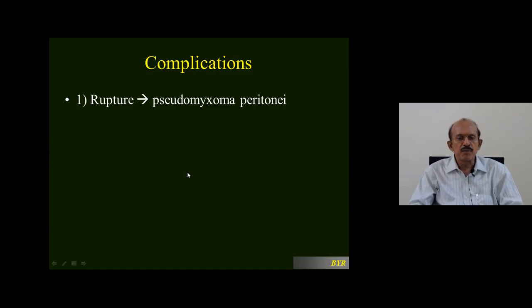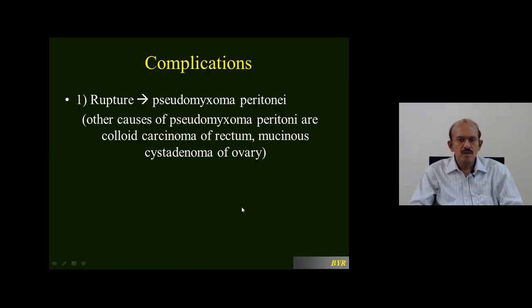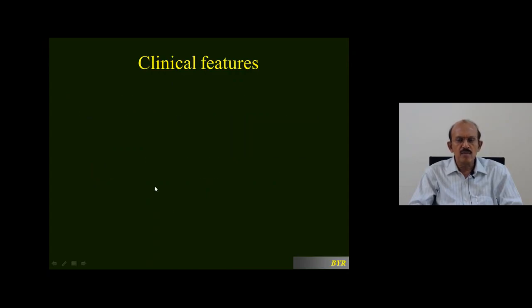Complications of mucocele: when it ruptures, it can produce a condition called pseudomyxoma peritonei. The other causes for pseudomyxoma peritonei are colloid carcinoma of the rectum and mucinous cystadenoma of the ovary. So these other two conditions can also cause pseudomyxoma peritonei. What is pseudomyxoma peritonei? I will explain it to you when we study the diseases of the peritoneum. The mucocele may be infected, and may cause empyema of the appendix or pyocele of the appendix. Clinical features of mucocele: mild pain and tenderness in the right iliac fossa. Treatment is by appendectomy.